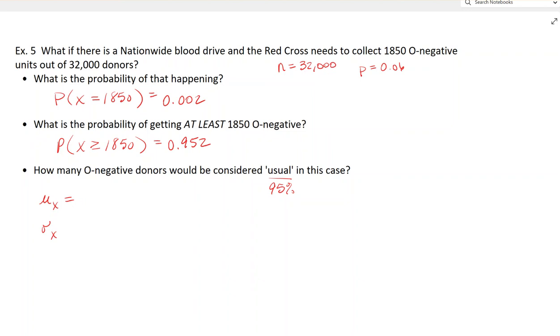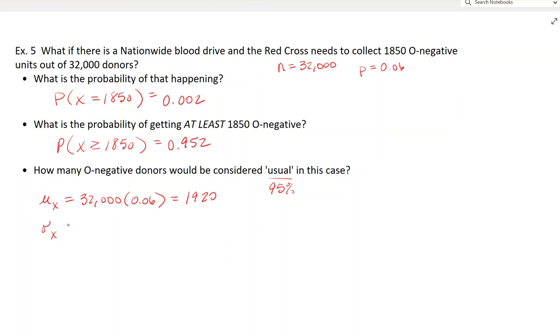For a sample size of 32,000 and a probability of getting O negative donors at 0.06, 32,000 times 0.06 is going to be equal to 1920. So we would expect out of 32,000 donors that on average about 1,920 of them would be O negative.